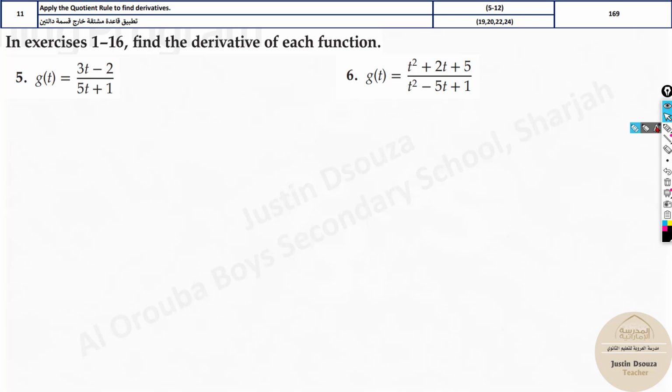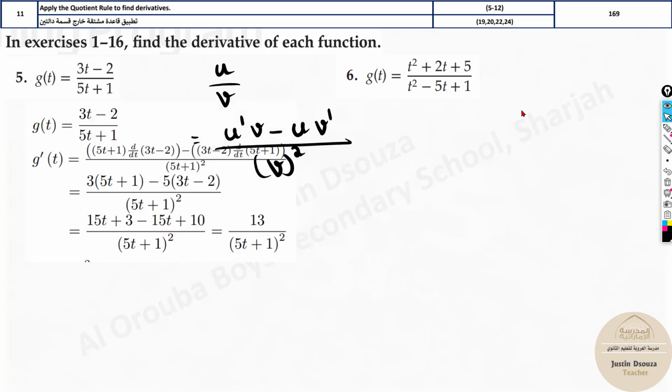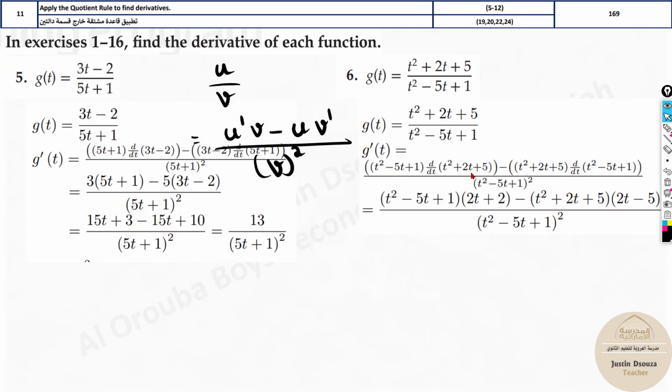Over here, the quotient rule is applied directly in both of these cases. Imagine the numerator is u, the denominator is v. Then the rule is: the derivative of the numerator times the denominator as it is, minus the numerator as it is times the derivative of the denominator, all over the denominator squared. This is very important. This is the rule. You should remember this. That's it. Now see over here, it's directly applied. We will come back and solve one of these questions.